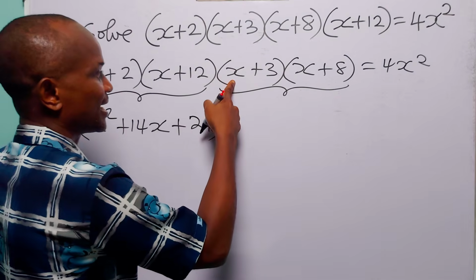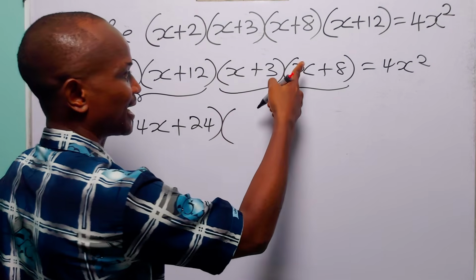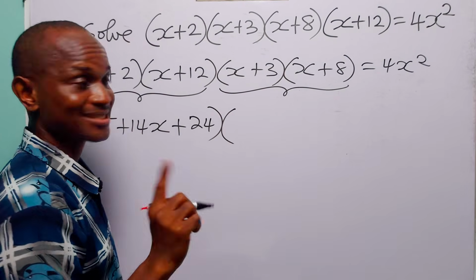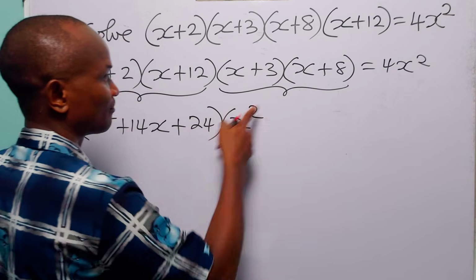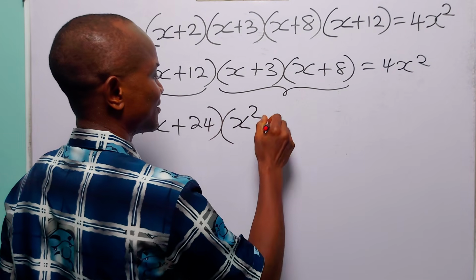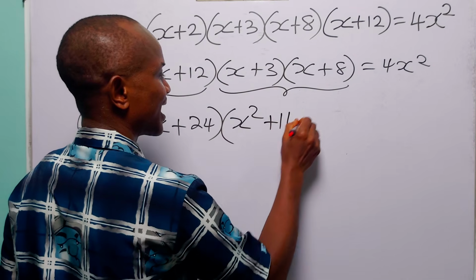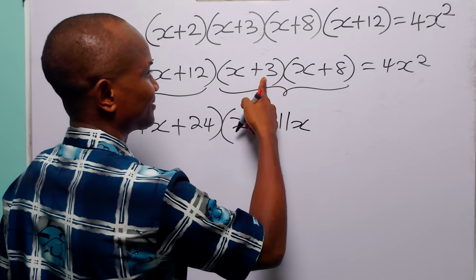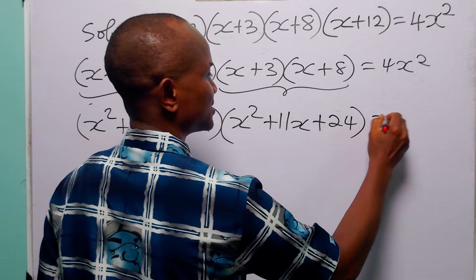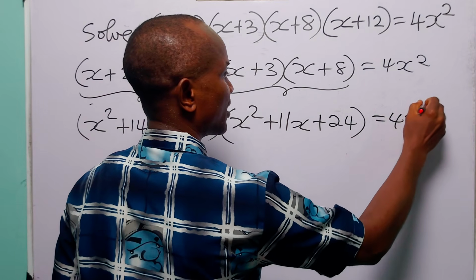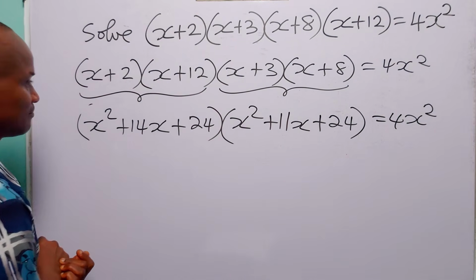Once more, here the coefficient of x is 1 and here the coefficient of x is 1. So we have x times x, which is x squared, then 3 plus 8, which is 11, so we add 11x. Then 3 times 8, which is 24. Now this is still equal to 4x squared.